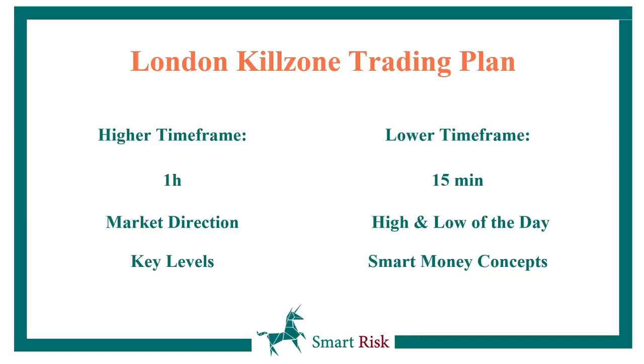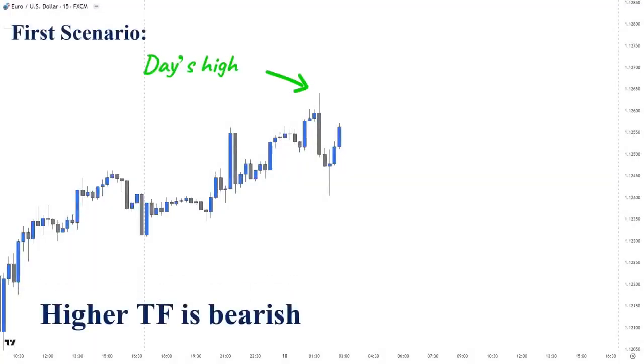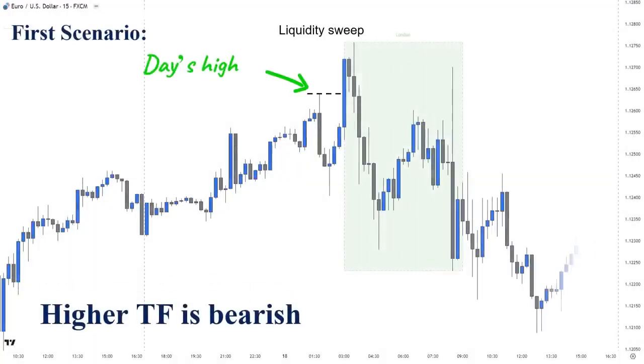Here we mark the most important and recent liquidity areas, including the current day's high and low that formed during the Asian session. And then, we usually witness 3 common patterns that happen when the London Killzone begins. In the first scenario, the price heads for sweeping liquidity beyond the high or low of the day that the Asian session created. Then the price continues pushing in the same higher timeframe direction.